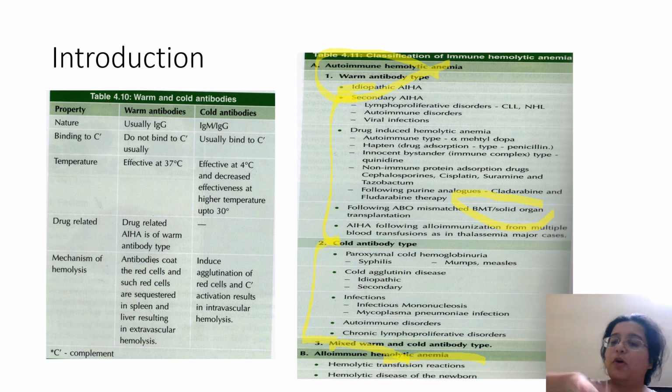Autoimmune is when your own body's antibodies try to kill the body cells. Alloimmune is like the hemolytic disease of the newborn, the mother's antibodies trying to kill the child. Okay, so that is allo and auto. Auto means self.